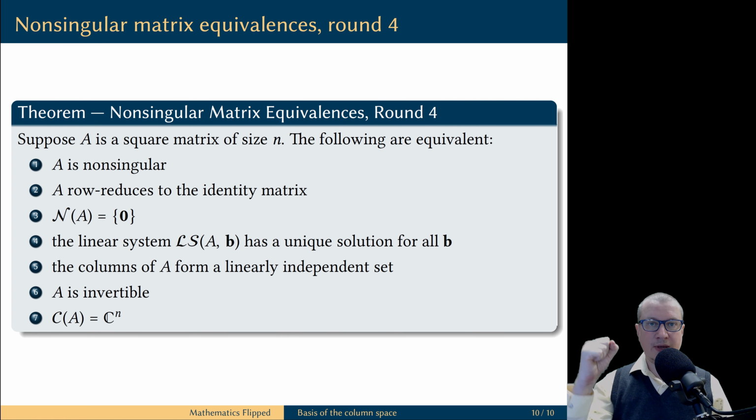Good news! That means our long list of equivalent properties for non-singular matrices grows by one more item. A square matrix of size n is non-singular if and only if its column space is equal to Cn. Notice that this is saying that the column space of the matrix A is as large as possible.